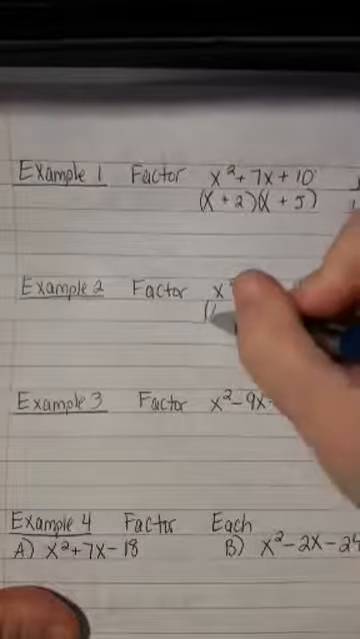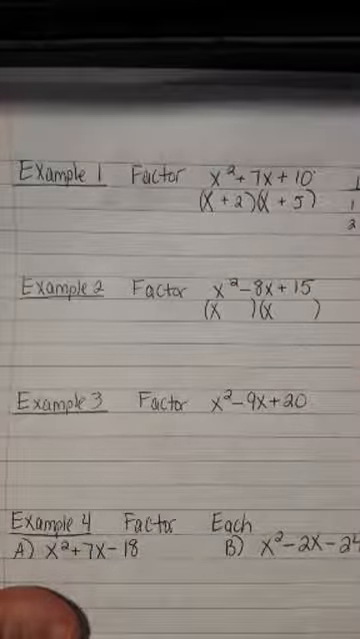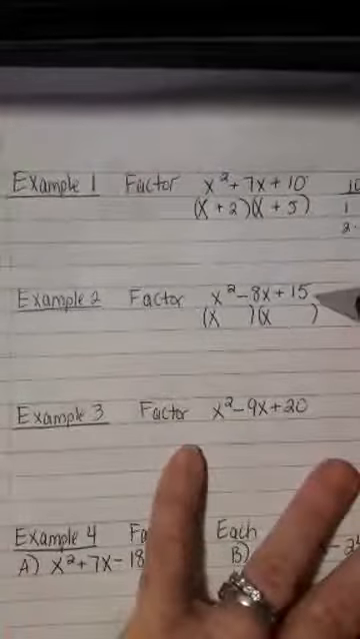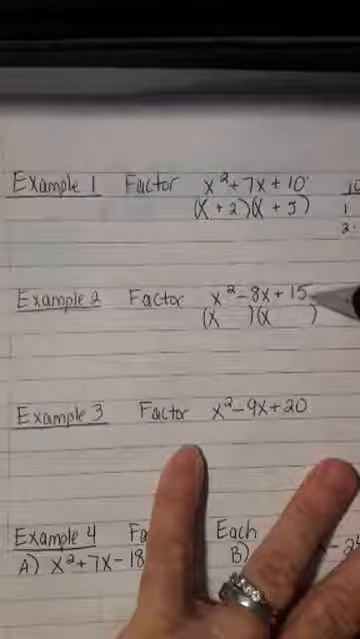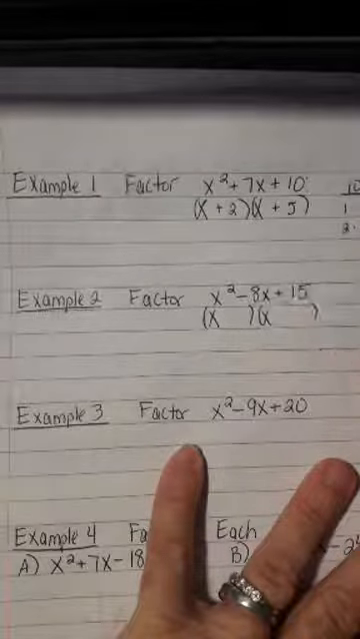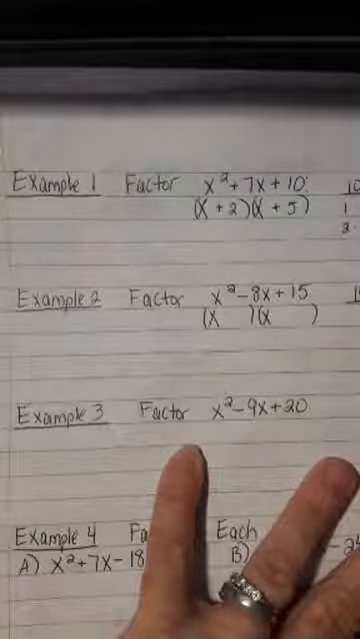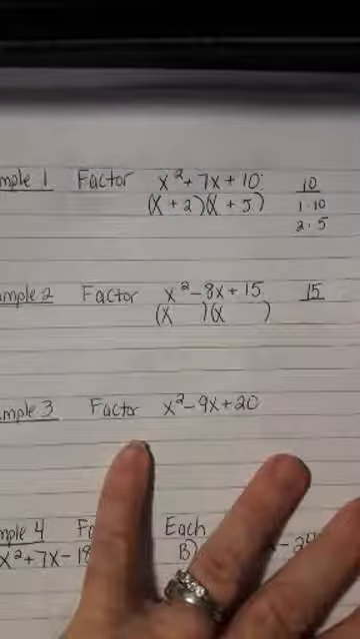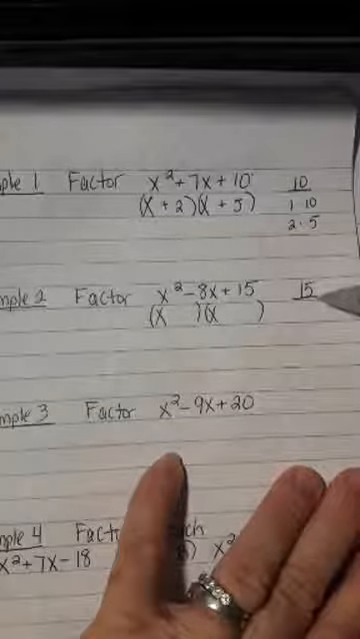Go ahead and put your x and your x, because x times x is x to the second. And now we need the factors of 15. The factors of positive 15, they're going to add up to be negative 8. Again, it may help. You don't have to do this step. I just do this part to help students see which factors to choose.